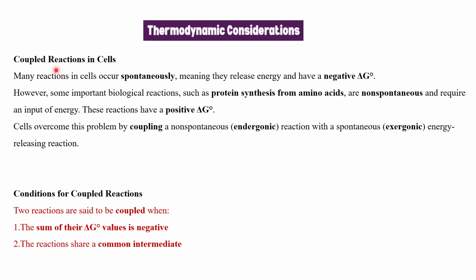I've discussed everything here, I think from the first line to the fourth line. Right, so there are some conditions for a coupled reaction. For you to couple a reaction in a cell or maybe in a test tube, one, the sum of the Gibbs free energy for the two reactions that you are coupling should be negative in order for the reaction to occur, or to be spontaneous.